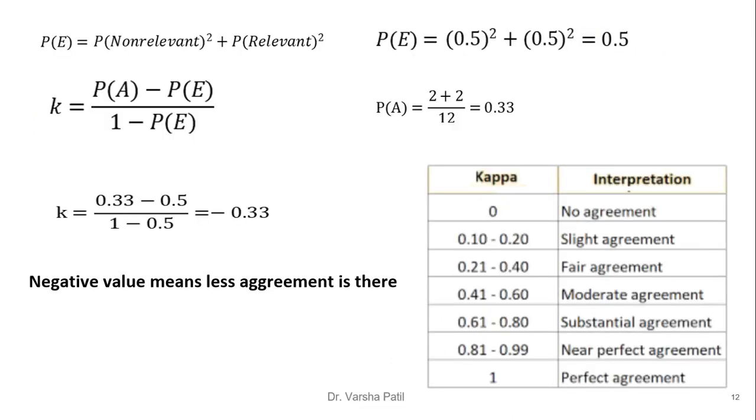Sometimes we may get the kappa score as negative. A negative value indicates very little agreement, so we should not accept the result. So that is the case.